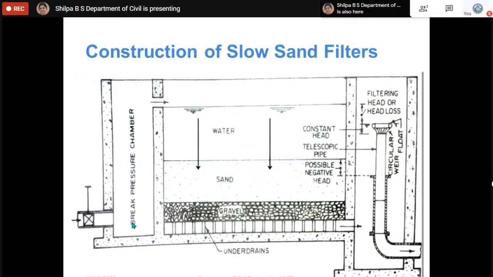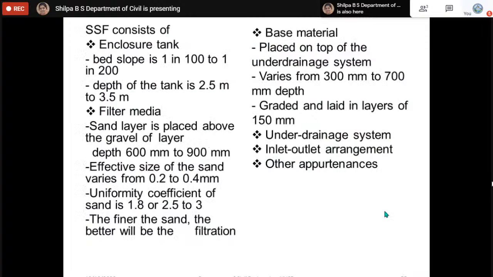This is the schematic showing the construction of the slow sand filter. The slow sand filter mainly consists of an enclosure tank. There will be an inlet chamber, and in the center part of the slow sand filter there will be the filter media, that is the sand and gravel, and the last compartment will be the outlet, where we have the outlet pipe. It mainly consists of the enclosure tank, the filter media, the base materials, the underdrainage system, the inlet and outlet arrangement, and other appurtenances.